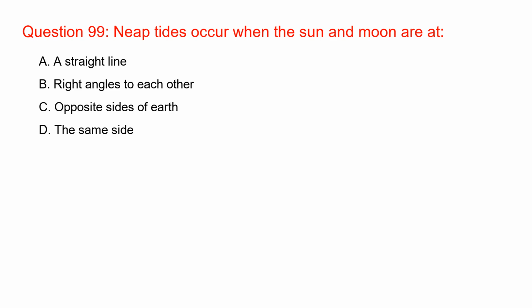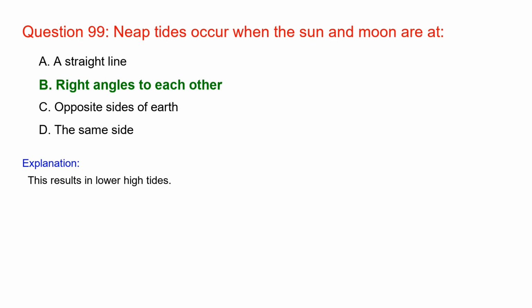Neap tides occur when the sun and moon are at right angles to each other. This results in lower high tides.